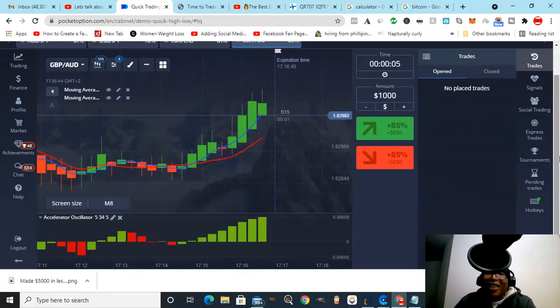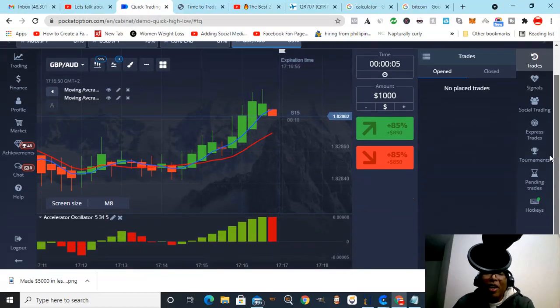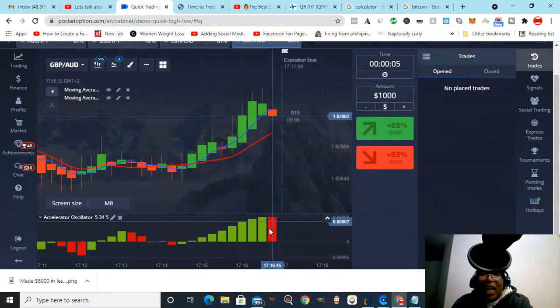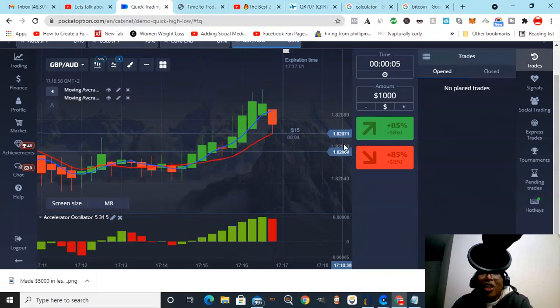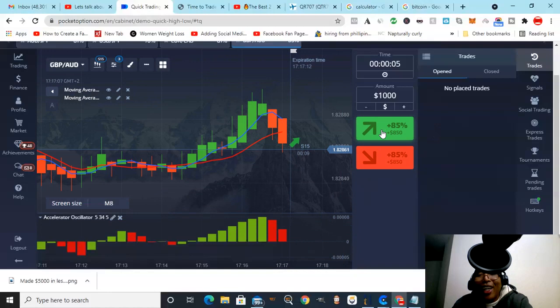So like now here, a red candle just appeared on the oscillator. So I'm going to take a call option. I go the opposite direction. A red appeared, I'm going to take a call option, okay? If another red appears, I'm going to take a call option. So if the color of the candle is red and it's facing up, I'm going to take a call option, which is a green button here. I'm going to click the green button.